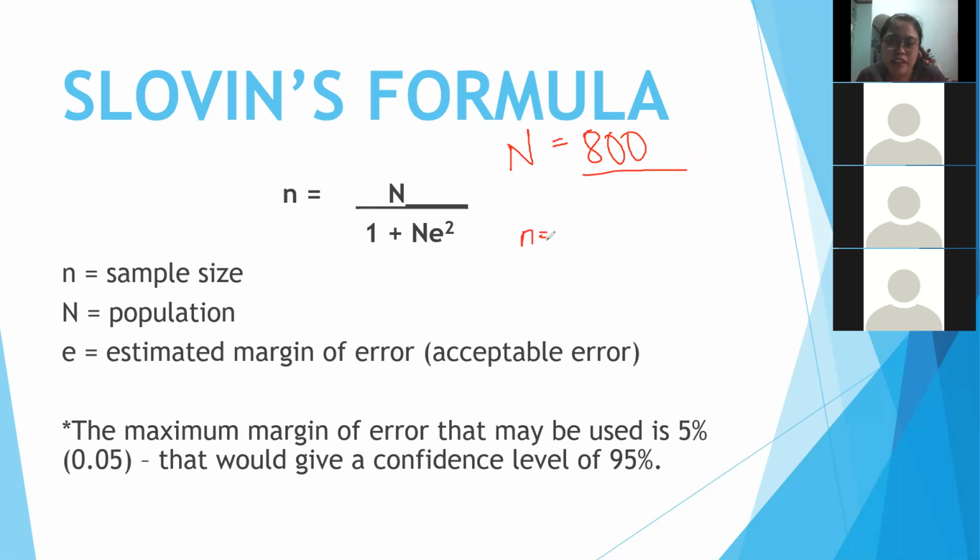Pangitaon nato ning small letter n, that's the sample size. Tapos, capital letter N is the population, that's 800 divided by 1 plus capital letter N again is 800. Tapos, i-multiply nato siya sa E. Again, the E is the acceptable error and most of the time, it's 0.05. Sa mga social sciences class, kanang mga survey, questionnaire, interview, ang acceptable error nato ana 5%.